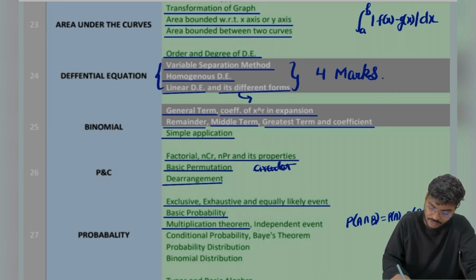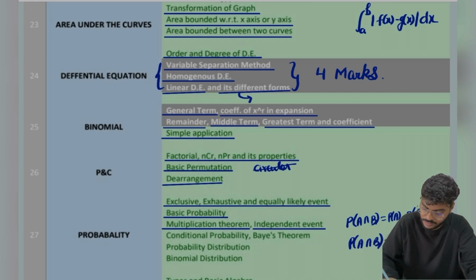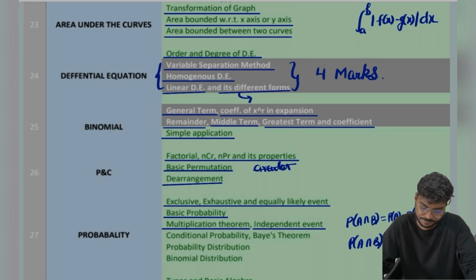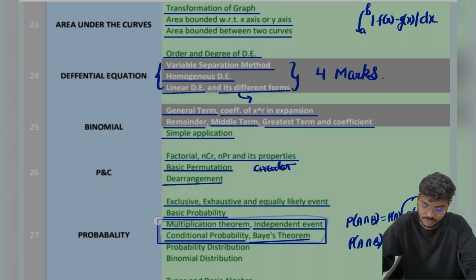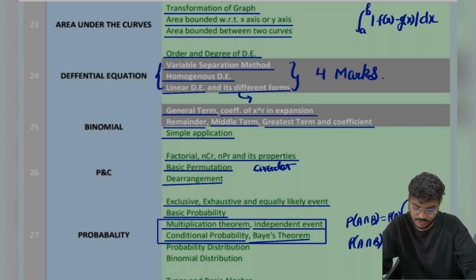What are independent events? For independent events, you have to remember P of A intersection B is converted as P of A into P of B. This is nothing but the independent events. B does not depend on A. Conditional probability, you have to remember Bayes theorem. These particular topics are extremely important: multiplication rule, independent events, conditional probability, and Bayes theorem.